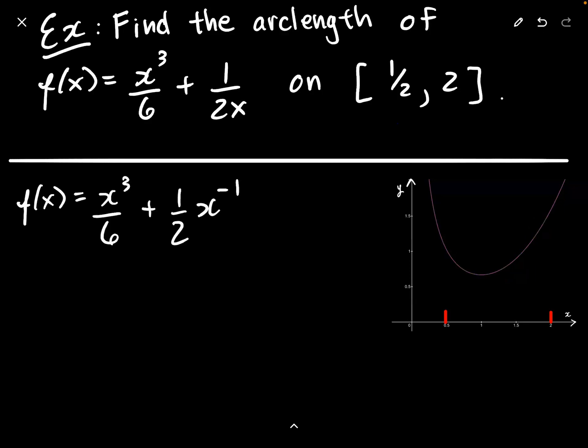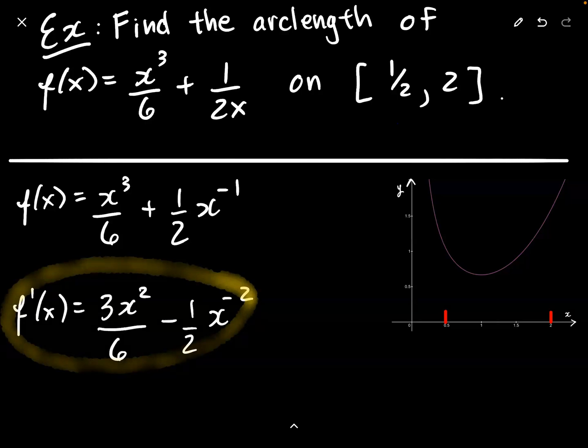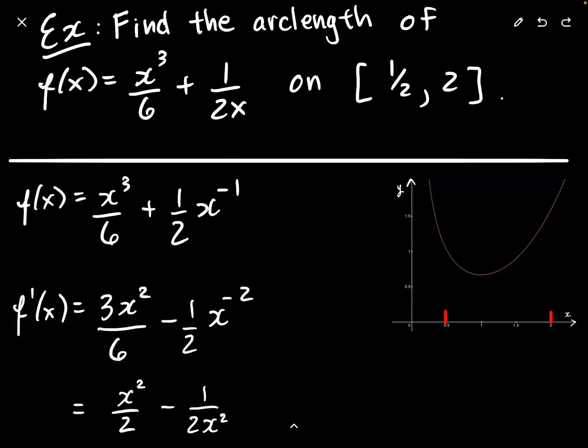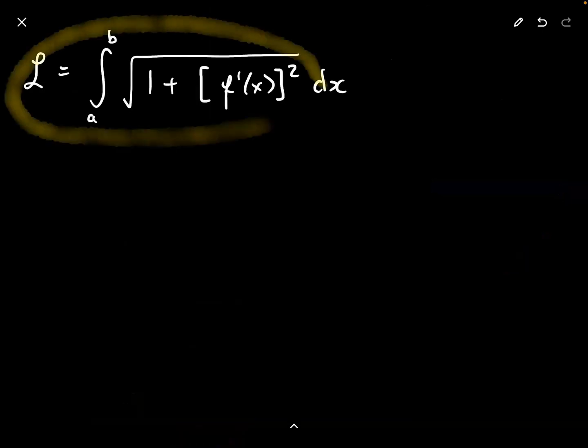as x cubed over 6 plus 1/2 x to the minus 1. Then we'll take the derivative for f prime, 3x squared over 6 minus 1/2 x to the minus 2. Then we can simplify by cancelling 3 in the top and bottom. So f prime will become x squared over 2 minus 1 over 2x squared. And next we can use the arc length formula.